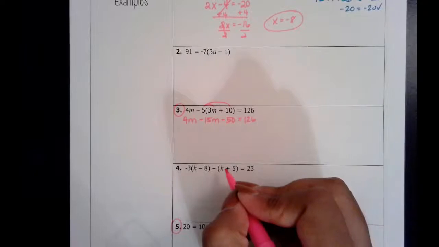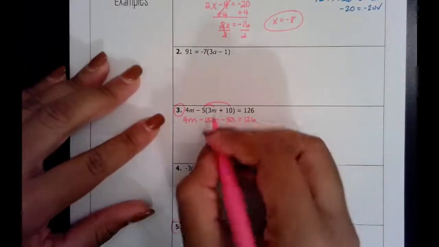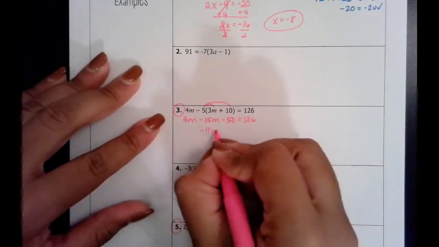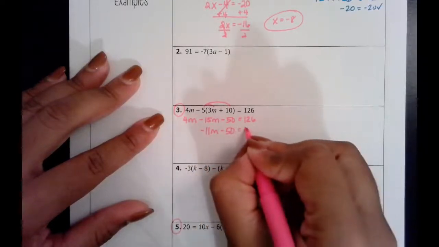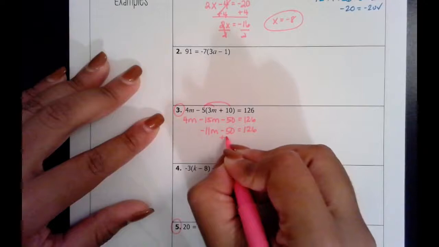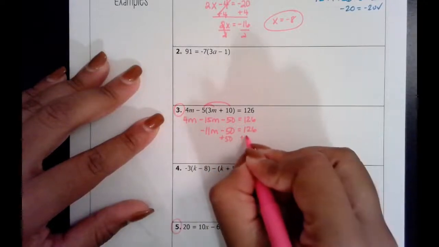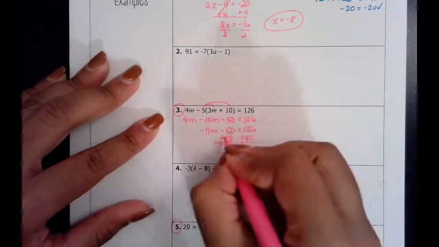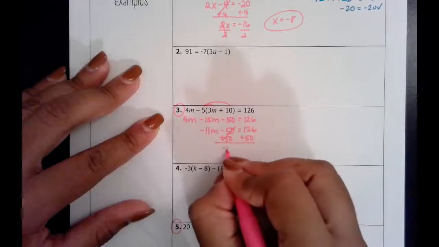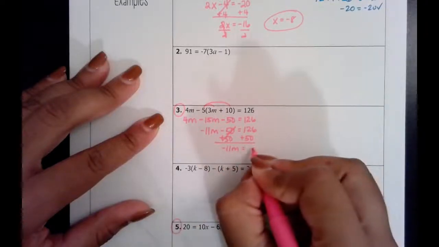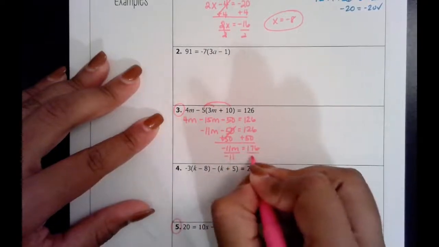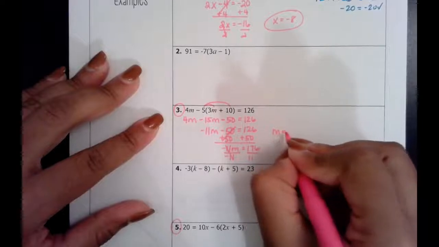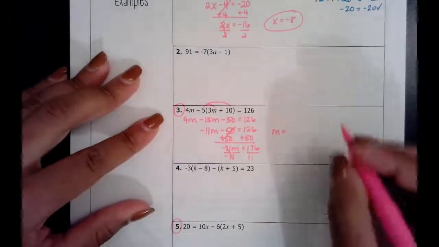4m minus 15m, that'd be negative 11m minus 50 equals 126. Add 50 to both sides. Leaves me with negative 11m equals 176. M equals negative 16.